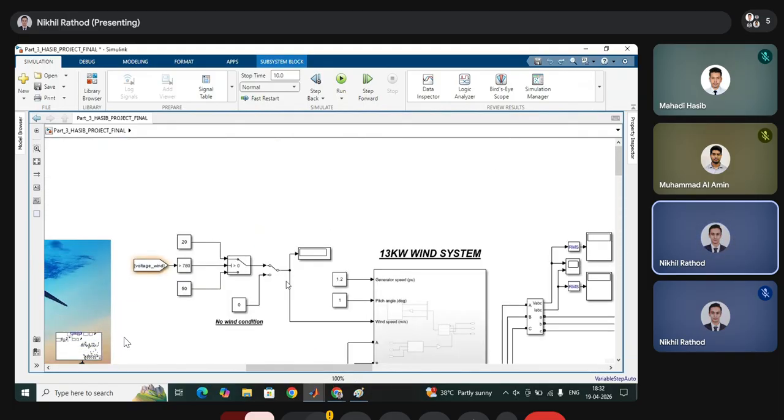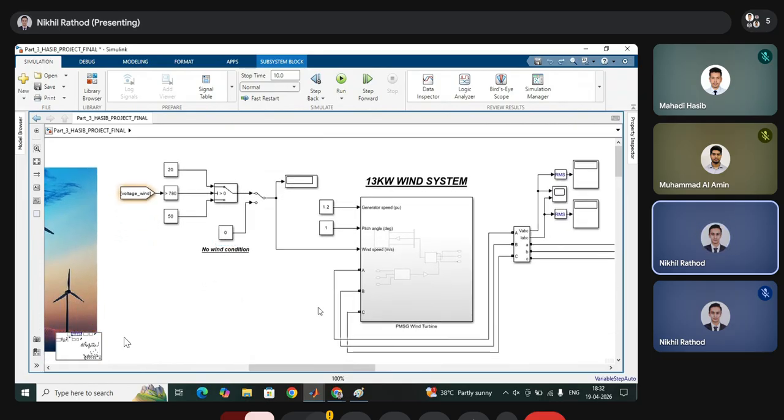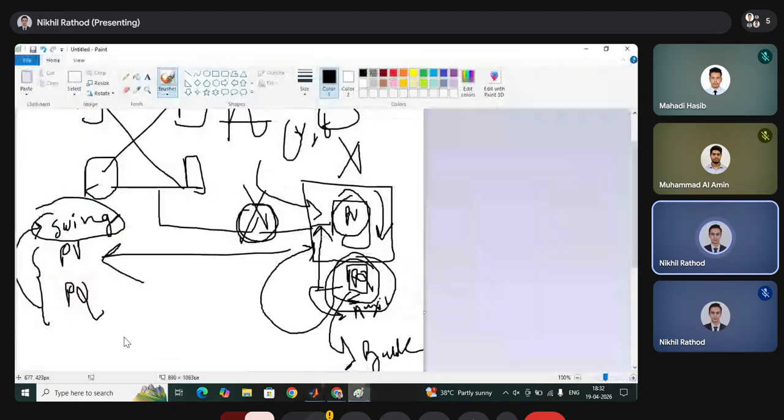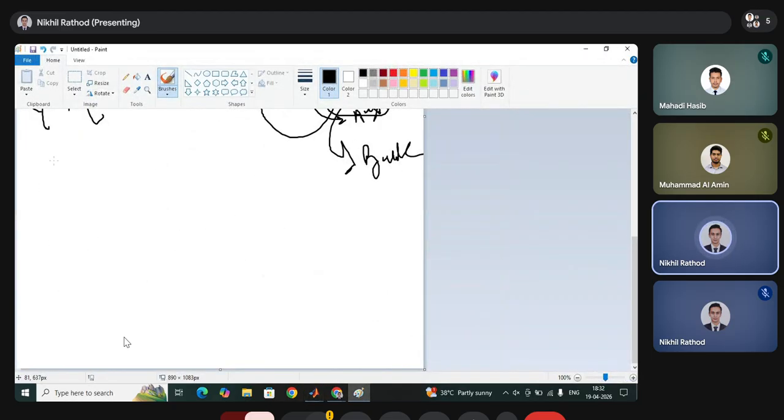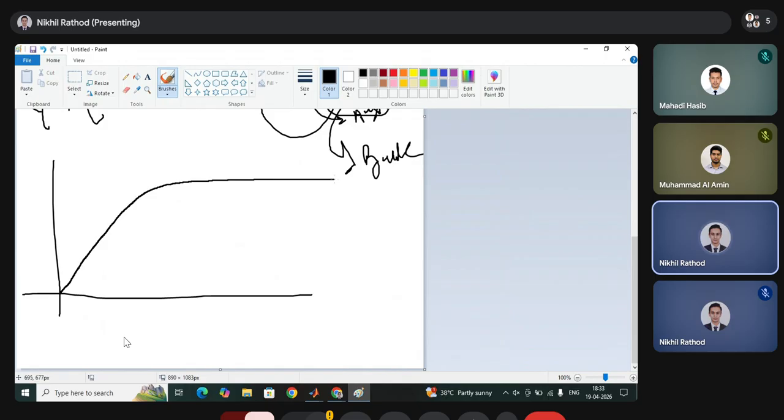Then this is a wind system, and we have used a 13 kilowatt wind turbine. This is just a simple logic. Initially the voltage is lower, because the wind turbine takes some time to rotate and reach some voltage level. So the voltage increases exponentially, and then it stabilizes like this. This voltage may be 700 or 800 as per our requirement, and you can convert it into 450. This is a DC voltage.